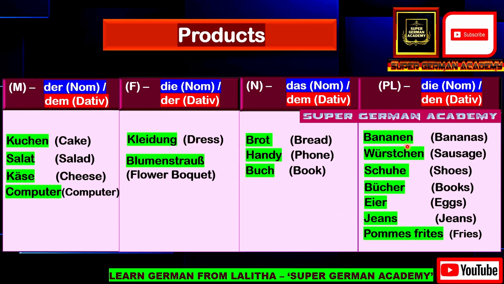And here are the plural nouns. Bananen means bananas, Soßen means sauces, Schuhe shoes, Buch is book and Bücher means books. Eier means eggs, Jeans is jeans, Pommes frites means French fries. So this is how the masculine, feminine, neuter and plural nouns come under those, and you use the dative articles with these nouns.